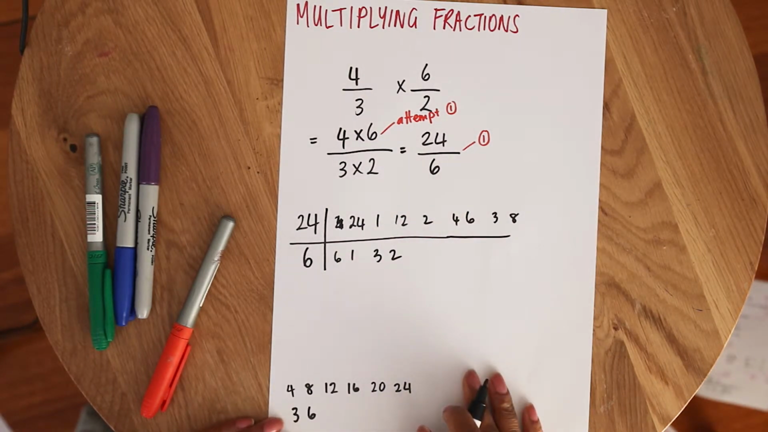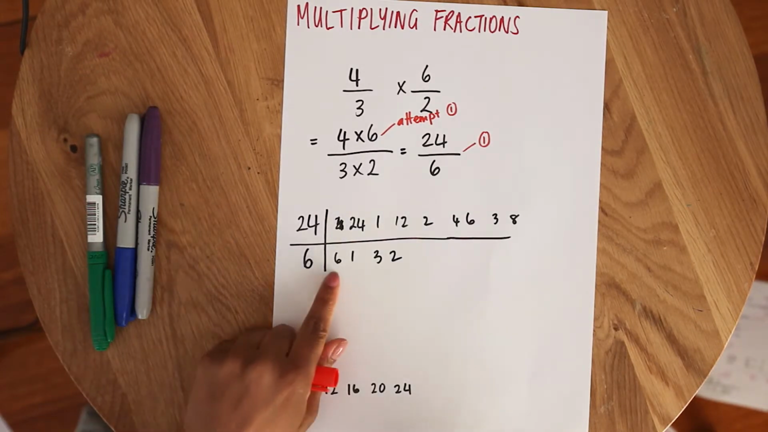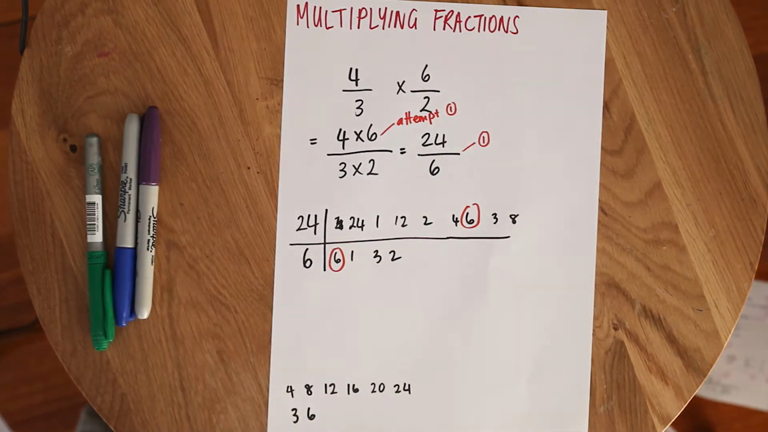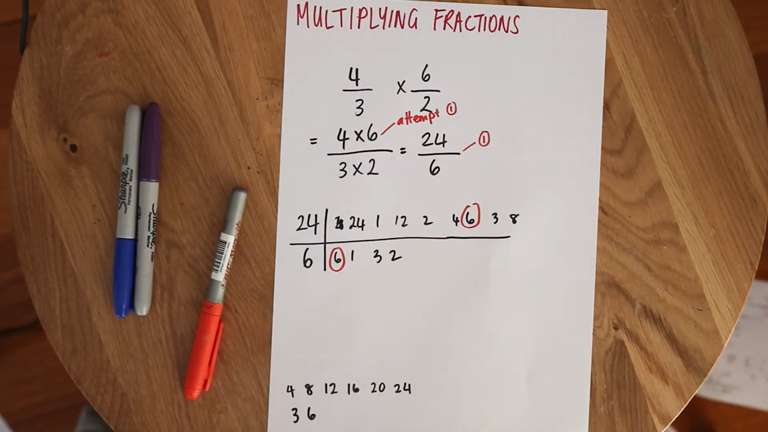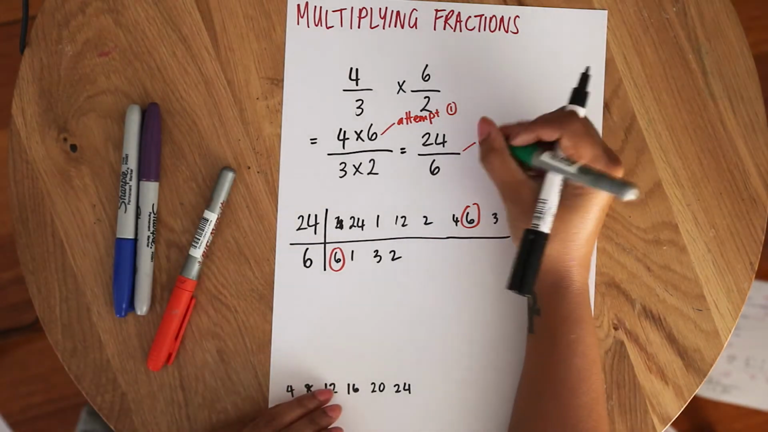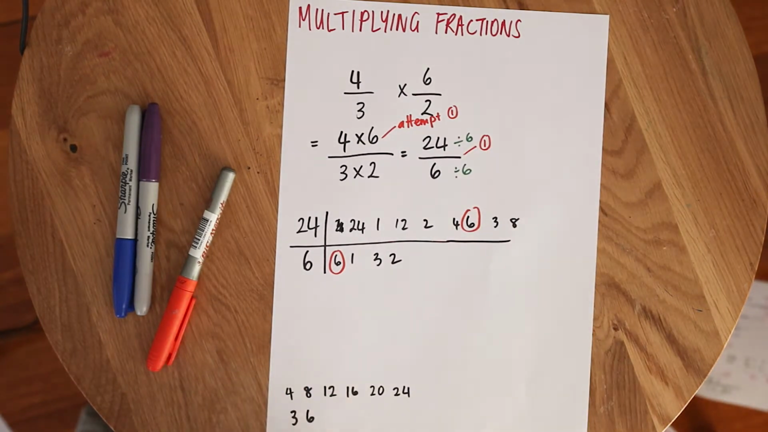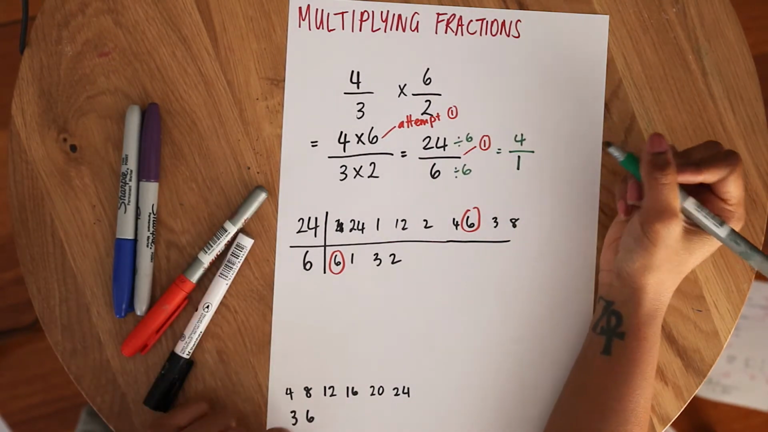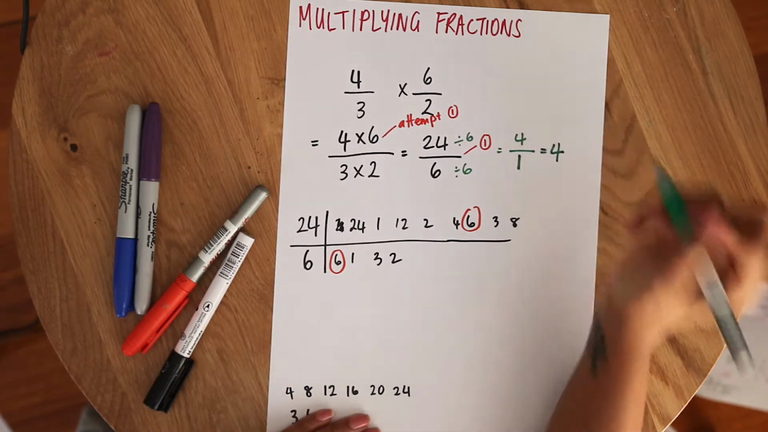So what we're looking for is the highest common factor. So if we have a look, the highest number we've got for 6 is 6, and we've also got it in 24. So what we want to do here is divide the top and the bottom, so our numerator and denominator, by 6. So divide by 6, divide by 6. So 24 divided by 6 equals 4, and 6 divided by 6 is 1. Now, any fraction that has a denominator of 1 is just a whole number.